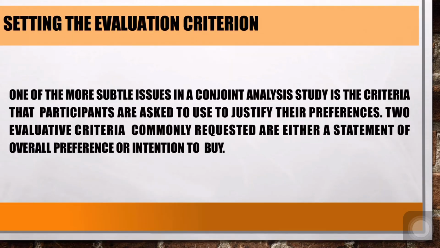Then the evaluation criterion. One of the more subtle issues in a conjoint analysis study is the criteria that participants are asked to use to justify their preferences. Two evaluative criteria commonly requested are either a statement of overall preference or intention to buy. Evaluating criteria in a business setting are those variables or characteristics that are important to the organization making the decision. They should help evaluate the alternatives from which you are choosing.